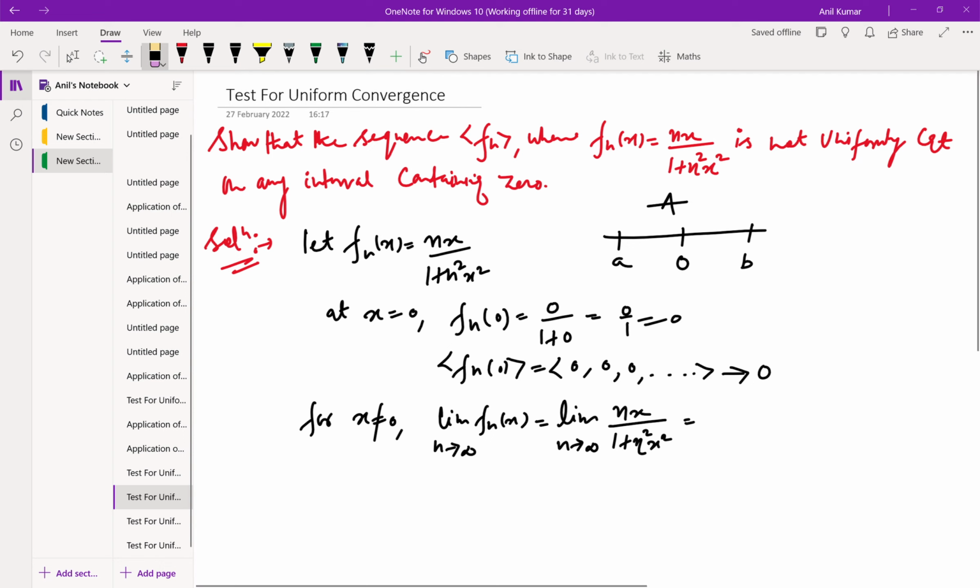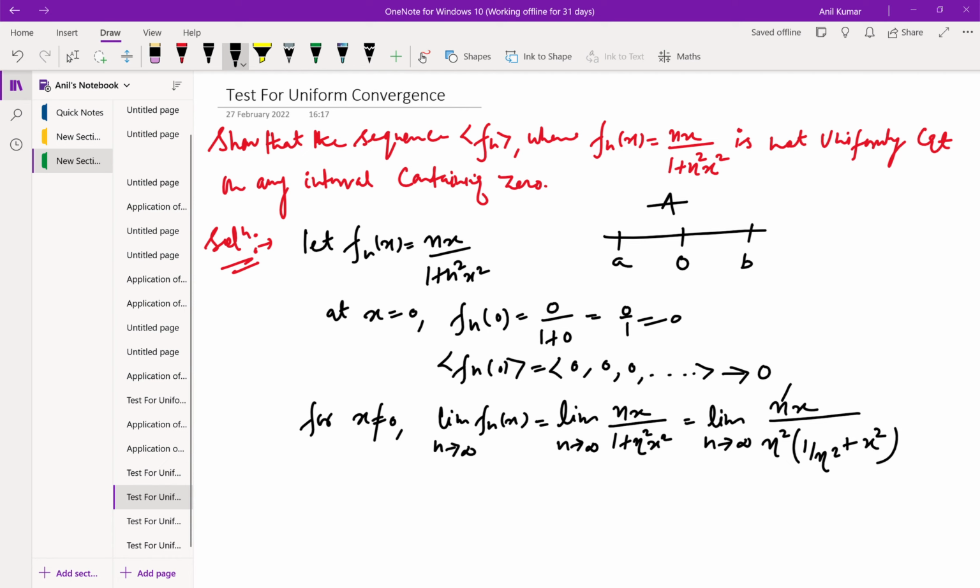Instead of taking x common, we should have taken n common, so n x, n square, 1 by n square plus x square, so n and n gets cancelled out, we are left with x by n, है ना, एक n बच गया यहाँ पे, उस n को हम ऊपर ले जाएंगे and in the denominator it is x square plus 1 by n square.